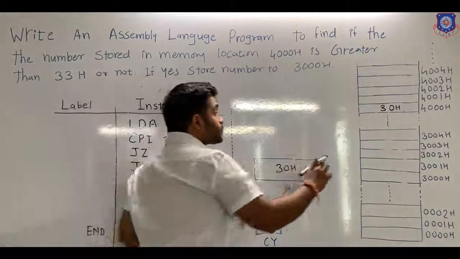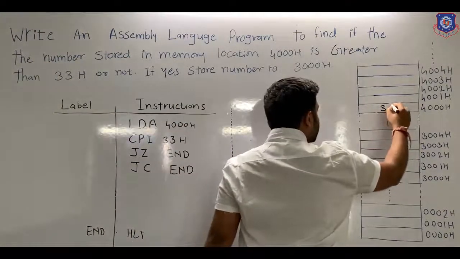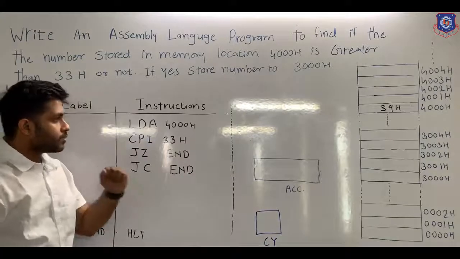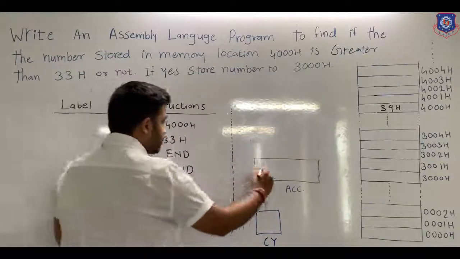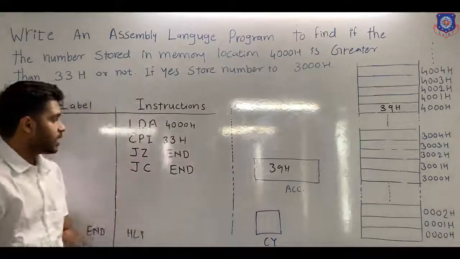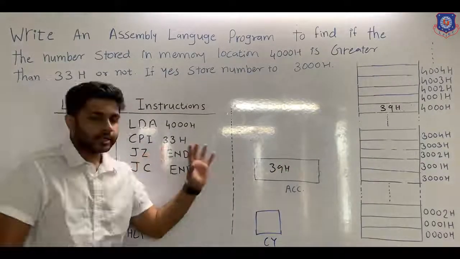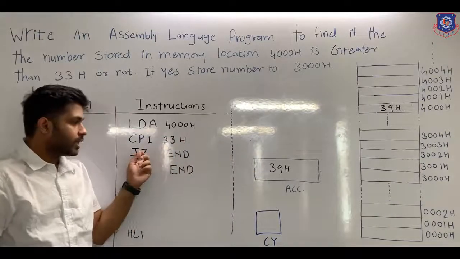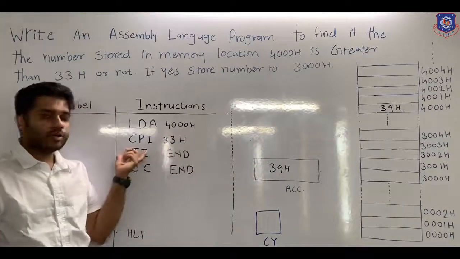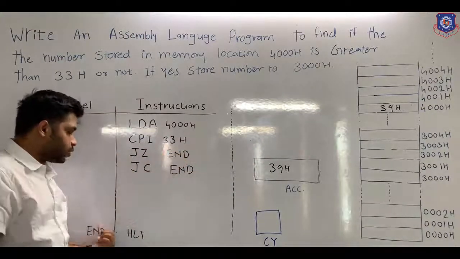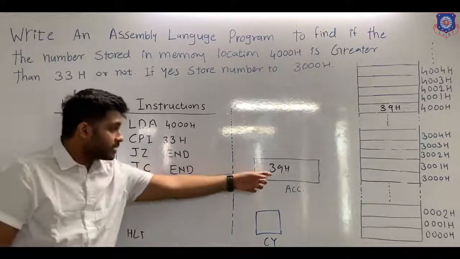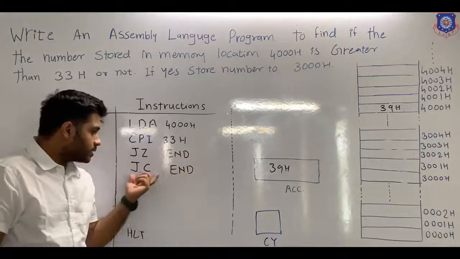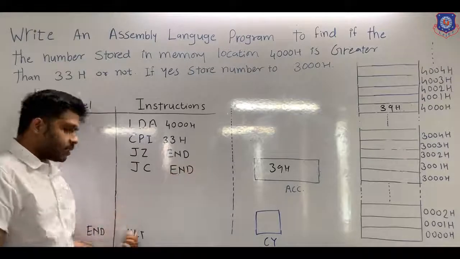Now suppose the content of 4000H is 39H. Again let's see the same process from the beginning. LDA 4000H means data will be moved to the accumulator, that is 39H. After that, we will compare this number 33H and 39H. Now 39H minus 33H will be performed. We know that because this number is greater than 33H, zero flag will not be set. It means the program will not jump to end. We know that the number is greater than 33H, so carry flag will also not be set. So again JC END means we will not jump to end.